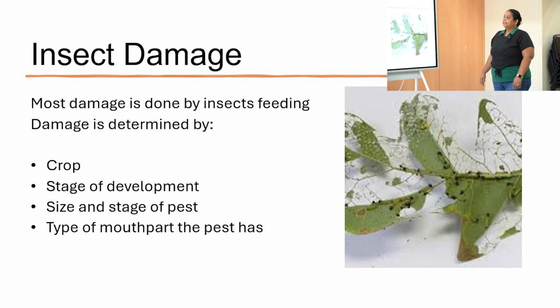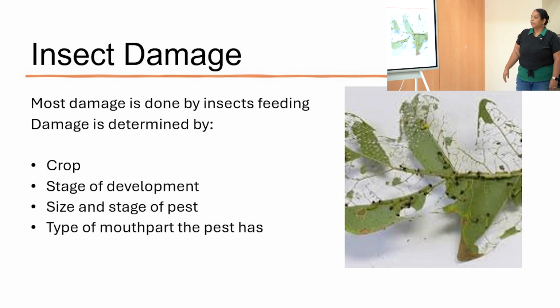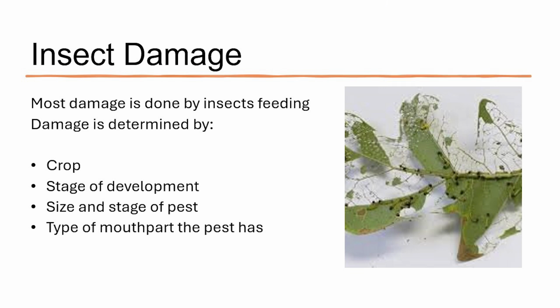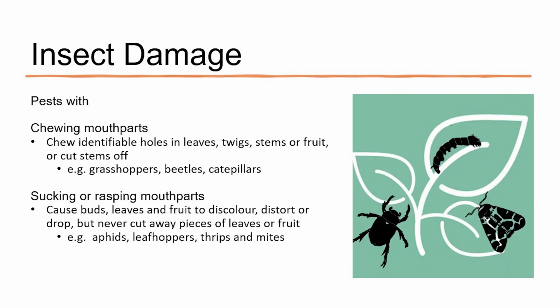So to give you guys some ideas of what you all will be looking for, obviously, the most common type of damage we see is actually by insect feeding, the most common one being caterpillars, okay? So the damage will be determined by the crop, the type of stage it's at, the size and stage of the pest, and the type of mouth part that the pest has.